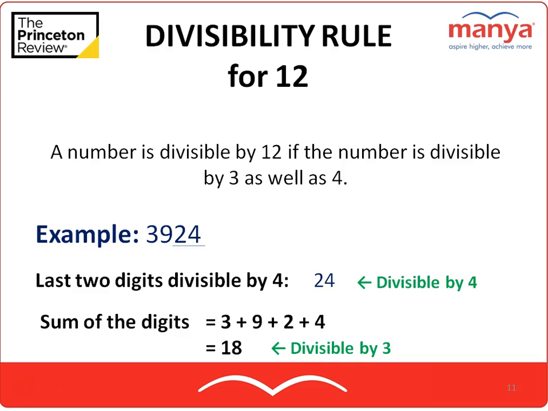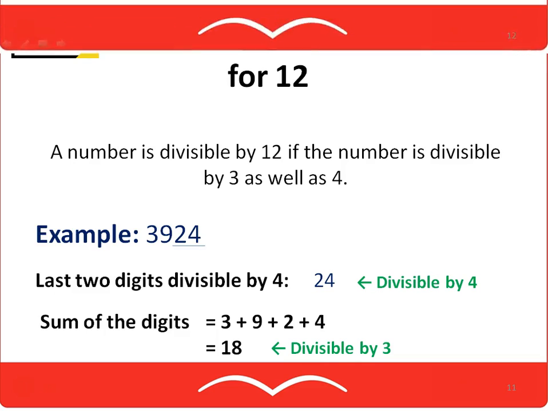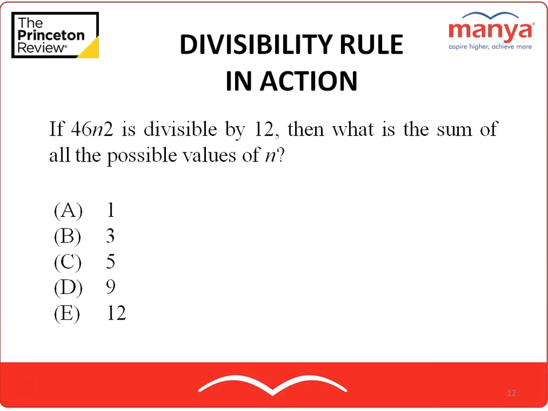Now let's apply our learning on a question. So the question is, if 4n692 is divisible by 12, then what is the sum of all possible values of n? Okay, so in order to answer this question, we need to look for those values of n which make the number divisible by, yes, you are right, 3 and 4. Let's check for 3 first. The divisibility rule for 3 is that the sum of the digits should be divisible by 3. The sum of the known digits in this number is 12. So the value of n can be 3, 6 or 9. Now let's check for 4.